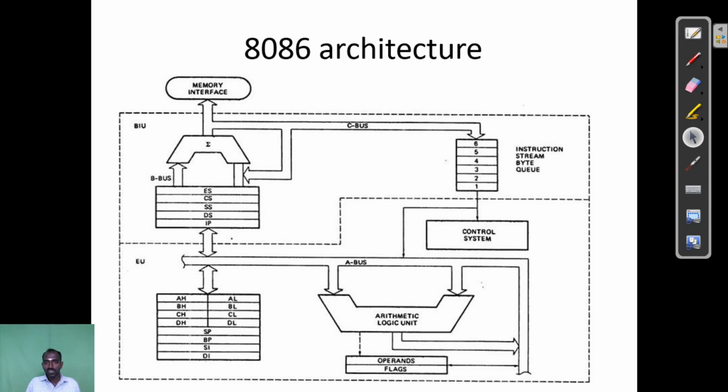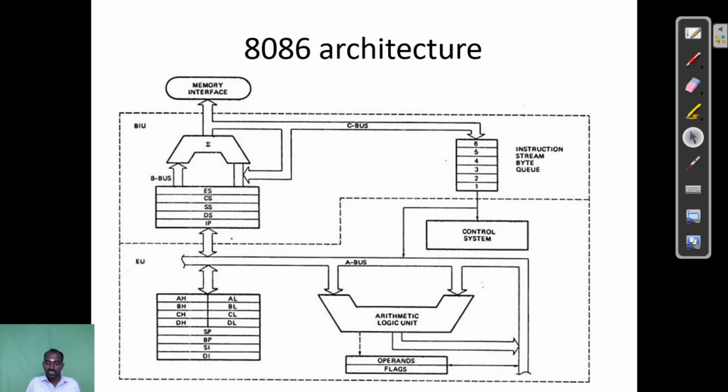So the 8086 architecture consists of 2 function units. What are the 2 function units? The bus interface unit and the execution unit. Okay, what is the function of the bus interface unit? The bus interface unit fetches instructions, reads data from memory and IO ports, and writes to memory and IO ports.